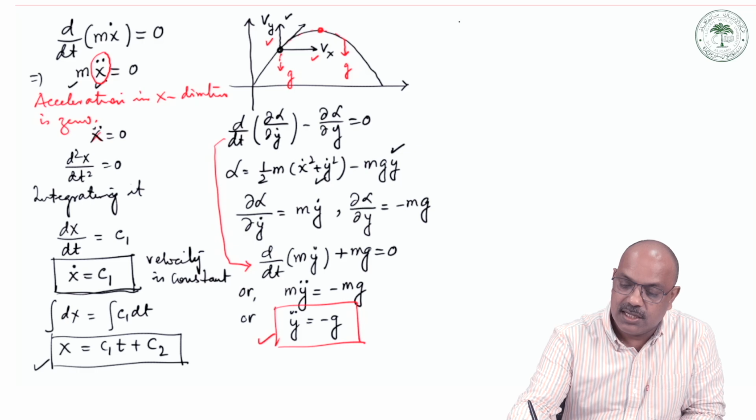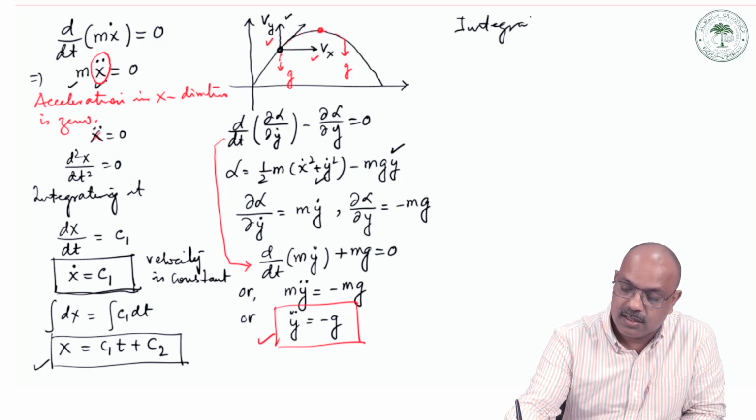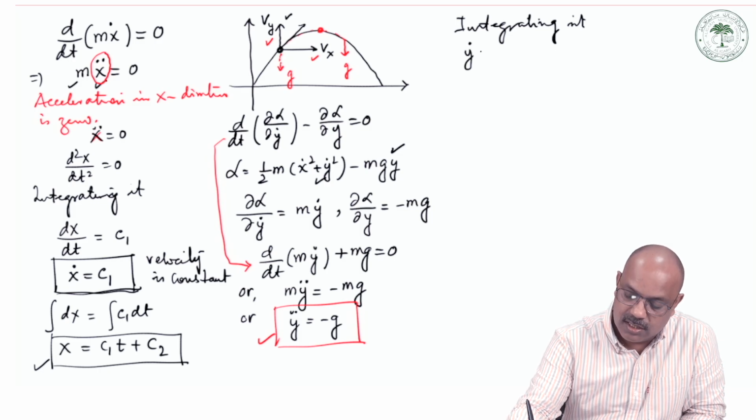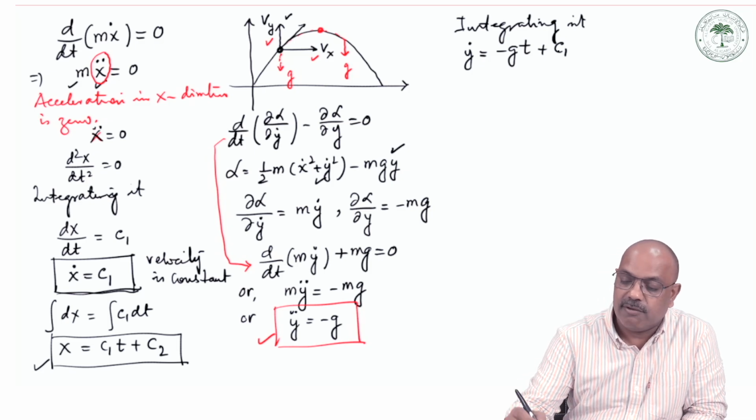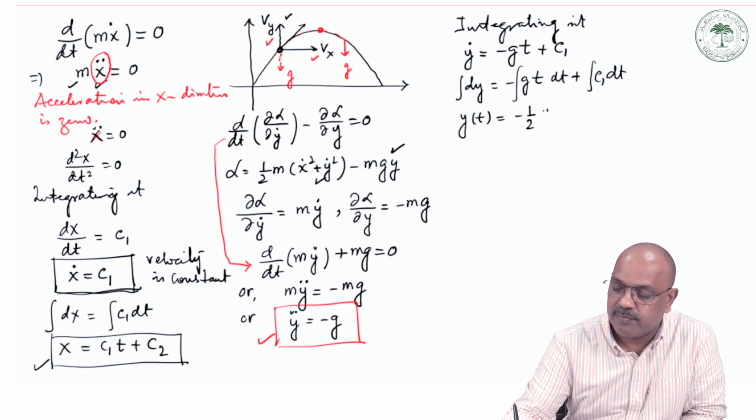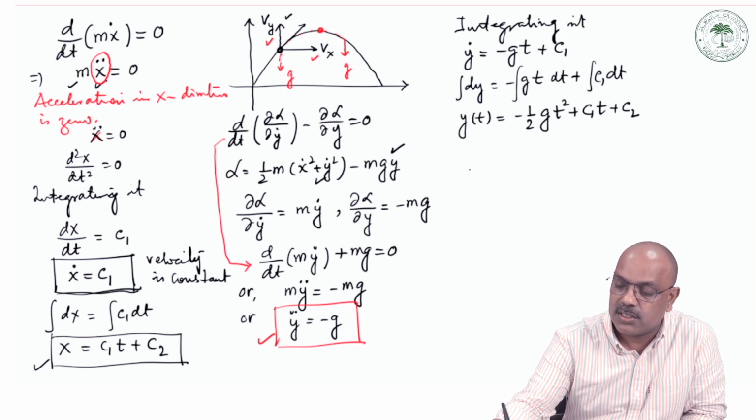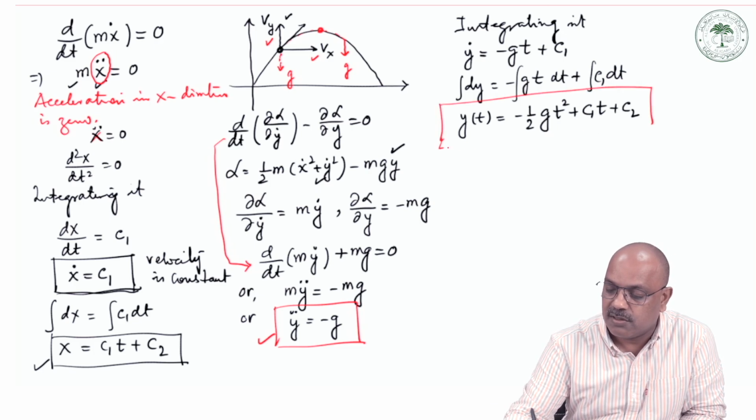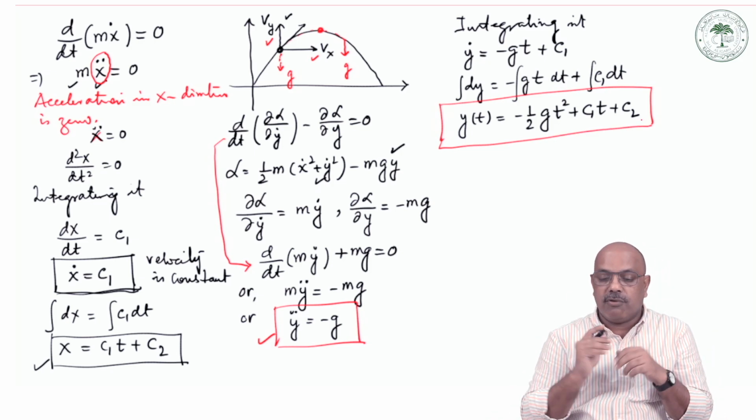If you further integrate it, what I'm going to get is ẏ equal to minus gt plus some constant of integration. If I further integrate it, this is going to be dy, minus gt dt plus c1 dt. So y, which depends upon time, is minus half gt² plus c1t plus some c2. This is my expression for the y component, and this is my expression for the x component.